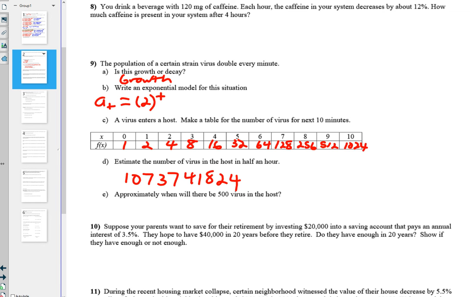And then approximately when will there be 500 virus in the host? Well, when you're looking for time, the way to do that exactly is by knowing about an operation called a logarithm, which we've talked about before. We're not learning logarithms, so you'd have to just use a table and estimate which one of those numbers is the closest to 500. Yeah, the 512. This is like the bonus question that you have in the quiz. So approximately after 10.